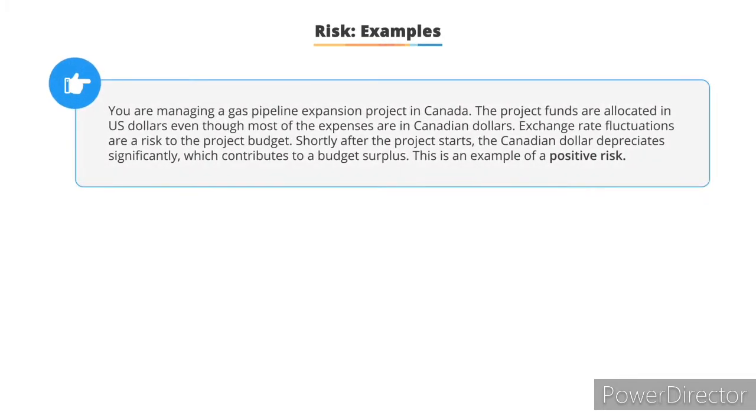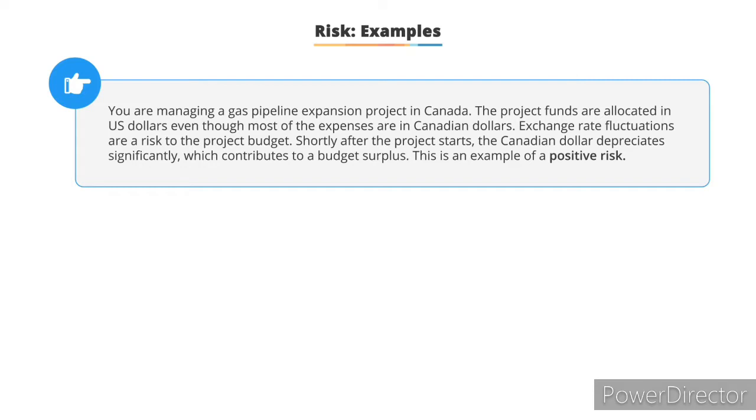You're managing a gas pipeline expansion project in Canada. However, the project funds are allocated in US dollars, although most of the expenses are in Canadian dollars. Exchange rate fluctuations are a risk to the project budget. Shortly after the project starts, the Canadian dollar depreciates significantly, resulting in a budget surplus. This is an example of a positive risk.